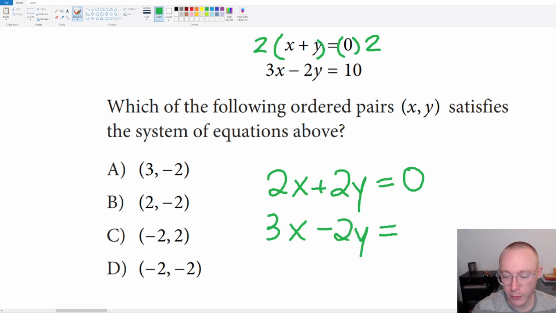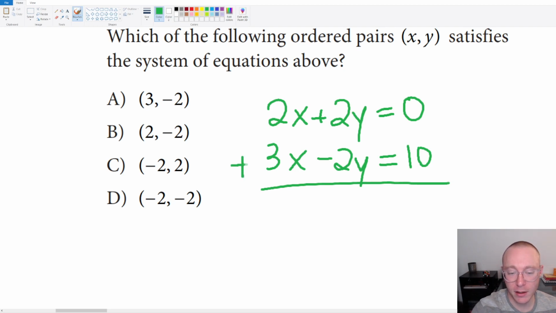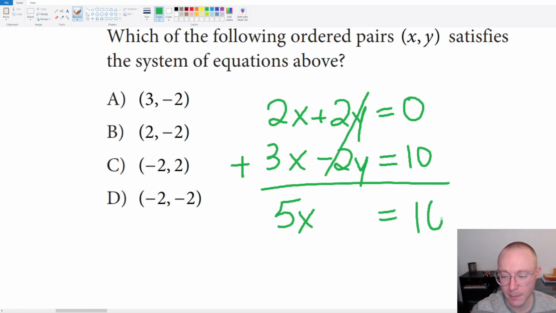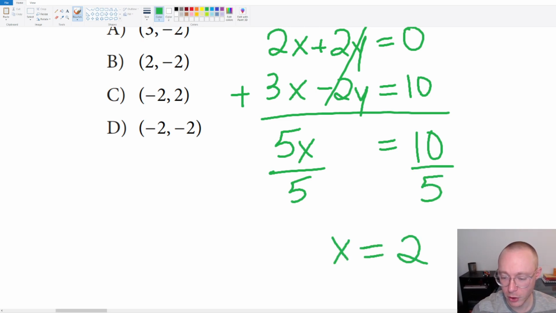And if you guys have done this in your high school classrooms, you'll already be familiar with this process. But once you've got the y coefficients to match, you're going to go ahead and add these together, both equations. And 2x plus 3x, right? This is going to give us 5x. 2y plus negative 2y, of course, is going to cancel out. And 0 plus 10 is going to equal 10. And here we are. We're left with a very basic one-step equation. Just divide by 5, and we can see that x is going to equal positive 2.